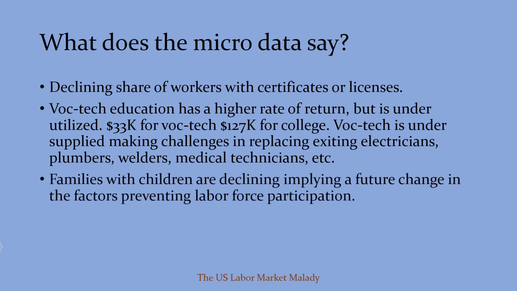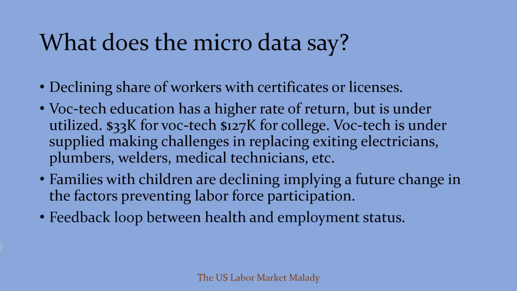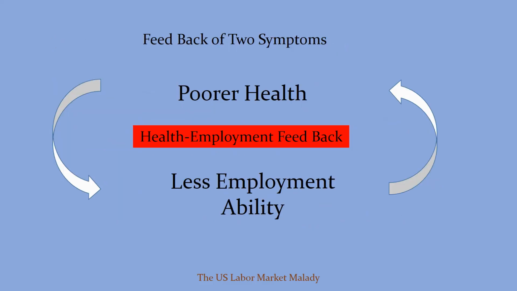Finally, there are a limited number of Vo-Tech training programs, and this will create a shortage of electricians, plumbers, welders, and other trades. Families with children are declining, and in the future, childcare will be less of an issue. There is a feedback loop between health and employment status. Poor health lowers the ability for one to be gainfully employed, and in turn, lower employment ability inhibits one from living a healthy lifestyle that includes gym memberships, recreational activity, as well as routine health and dental checks.